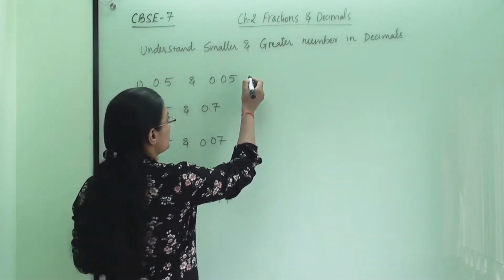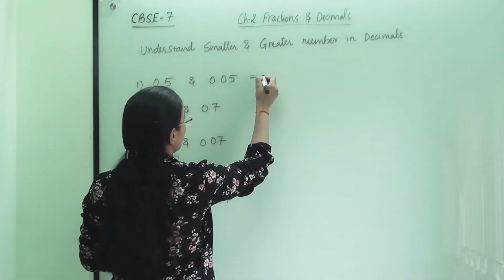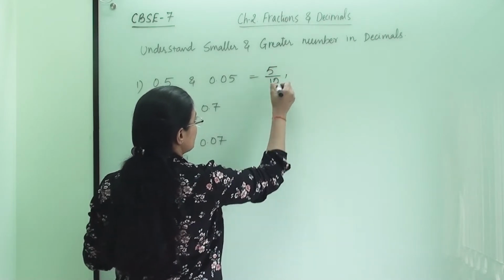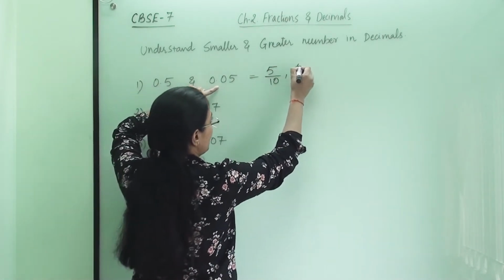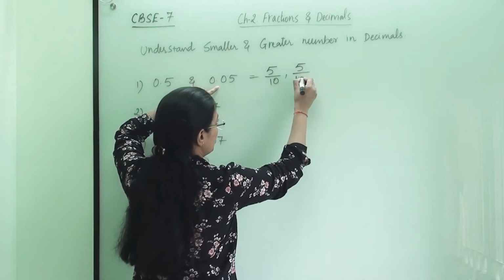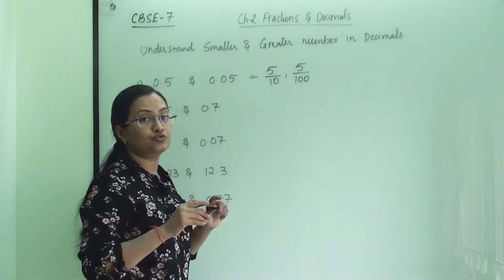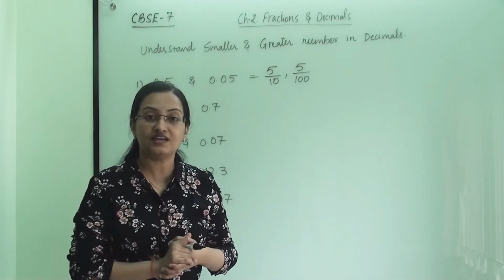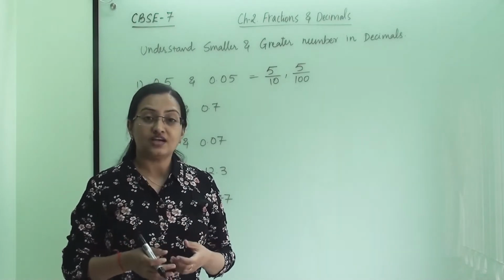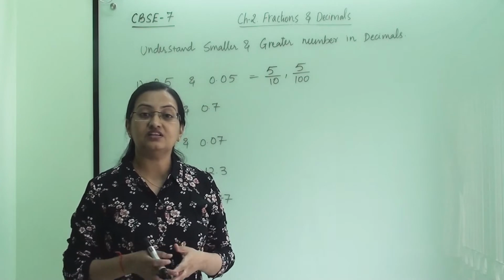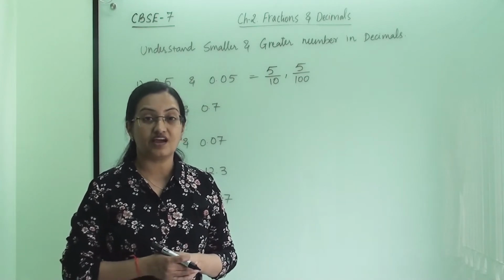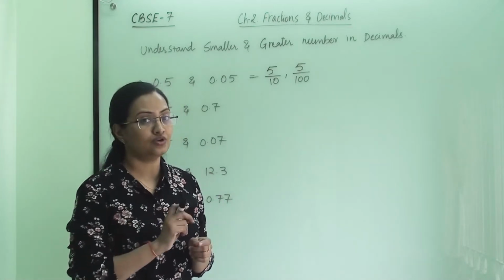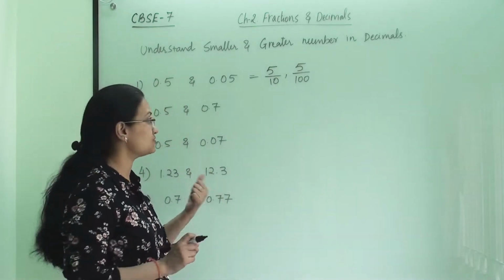So how are we going to write this? Here the first number is 5 with denominator 10, and the second number is 5 with denominator 100. Now, how to convert fraction to decimal and decimal to fraction? If you have any doubt, check the link below. Check my previous videos, I have given the link in the description, and understand how to convert decimal to fraction and fraction to decimal, and then come back to this video.